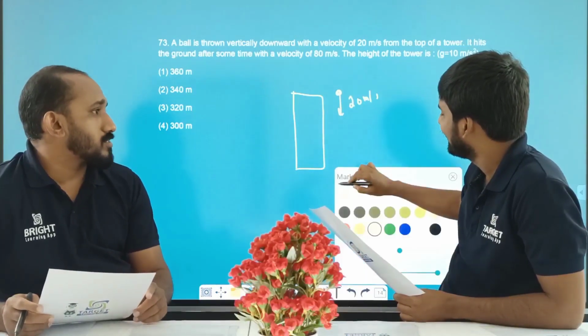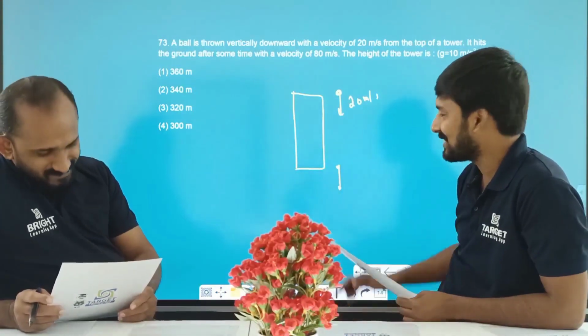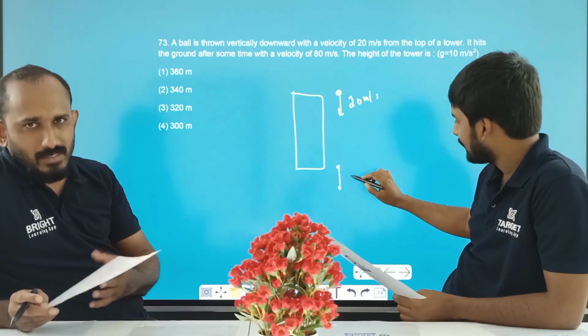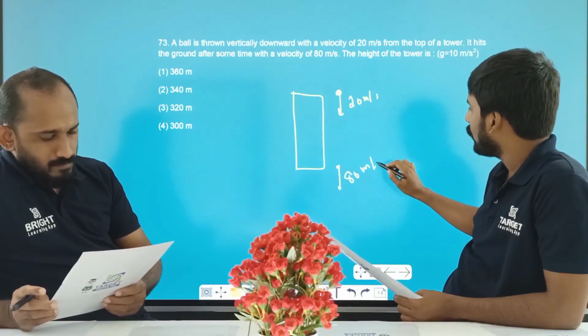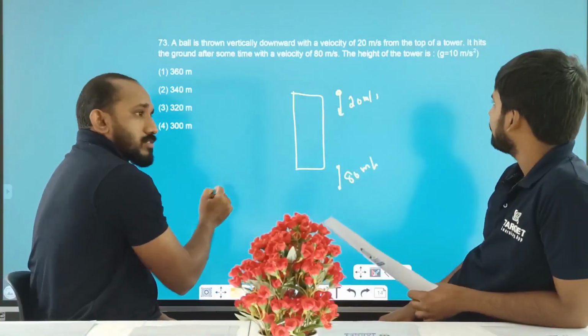It's a direct question from the motion in a straight line chapter. A very simple application of equations of motion, like a board exam level question, not that hard. So we know u and v, and g is given. We have to find the height, so we can use the third equation.